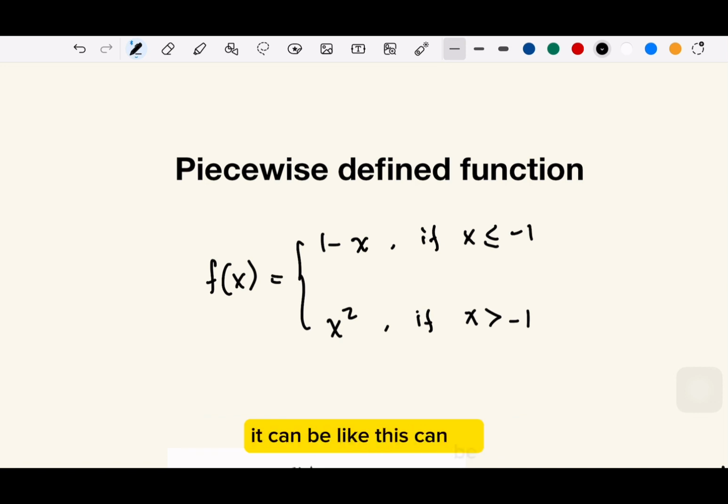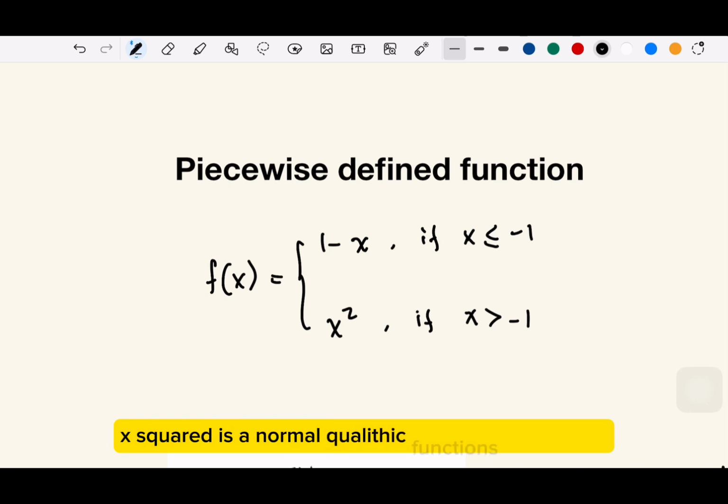It can be like, we have linear equations, but then it changes to quadratic functions. So first, can we draw this? We can draw this, right? I think it's still simple. The first thing we see is the interval. We get an idea that -1 will be important, maybe the changing point where the graph will change. 1 minus x, I think easy to draw. x squared, just a normal quadratic function.